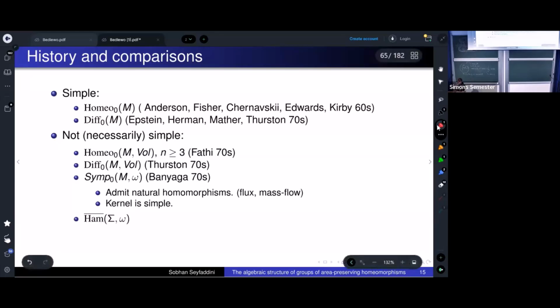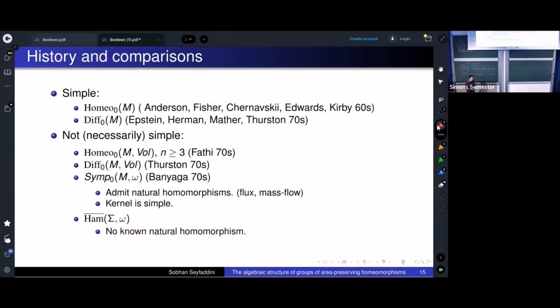And the last on my list, at least, is the group of Hamiltonian homeomorphisms of surfaces. This is not simple, but the reasons here are different. They have to do with symplectic geometry. We're not able to construct a natural homomorphism out of this. We do construct a homomorphism, which I won't talk about here, out of the group, but it uses the axiom of choice, and it's in no way canonical or natural. And there are lots of normal subgroups. The situation is really different. And that's the end of the history of the question, the end of the introduction to the talk.